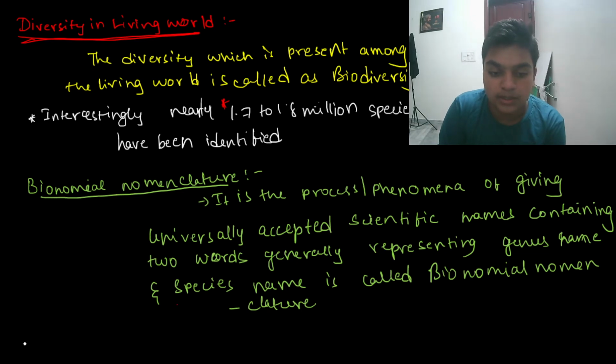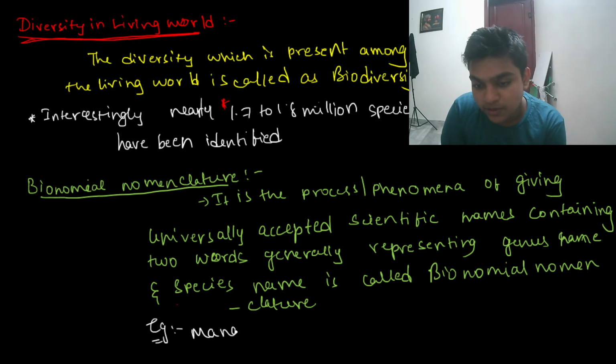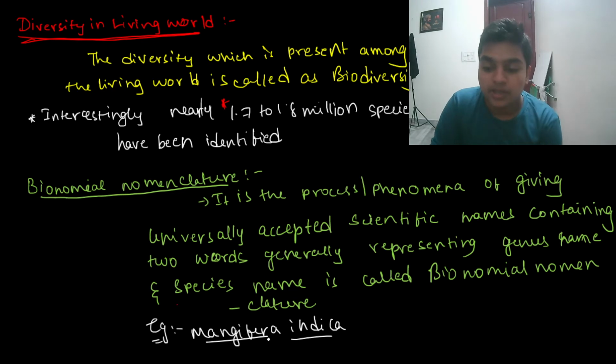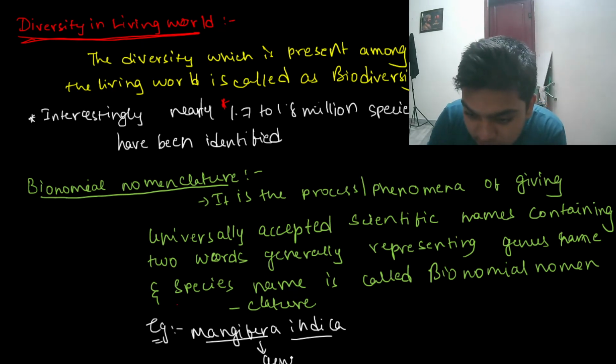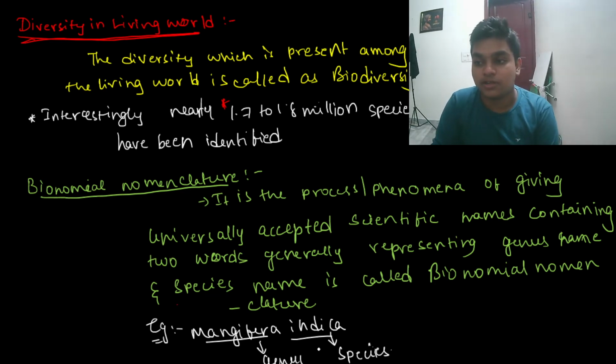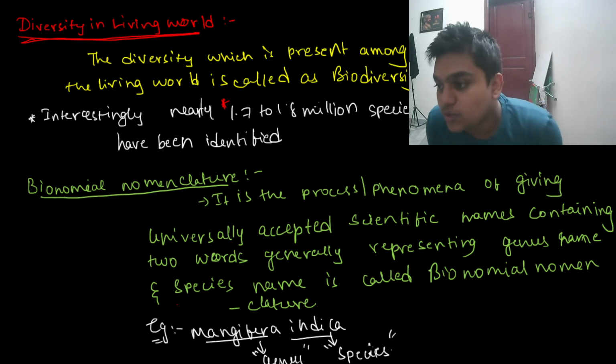For example, the very famous Mangifera indica. Here, Mangifera indicates its genus name, and indica indicates its species name. So that is why it is called binomial nomenclature. Here we are providing two names, one the genus name, two the species name.